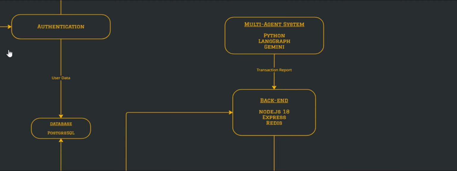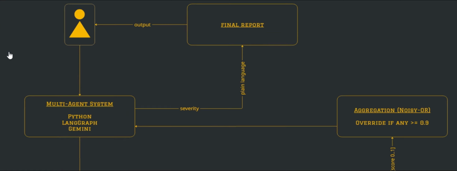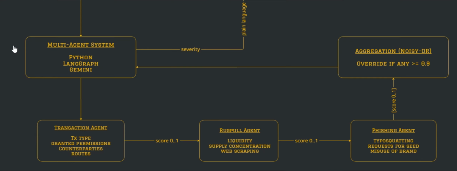On the backend side, Node, Express, and Redis is the hub. It receives the analyze call from the extension, forwards to the multi-agent system, waits for the report, caches and queues with Redis if needed, persists to Postgres, and exposes the result back to the extension and to the UI. The multi-agent system is Python, orchestrated with LangGraph, and we use Gemini for reasoning.